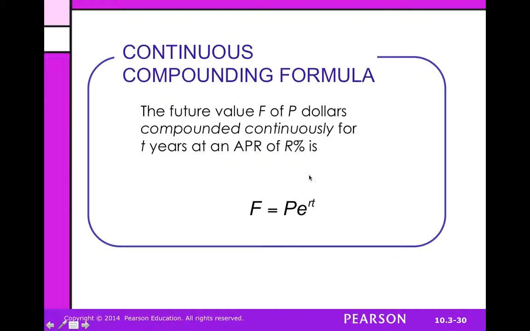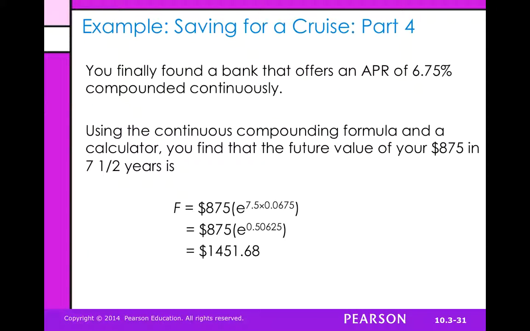And in that case, if you compound continuously, the future value is given by this formula. P times the number E. So if you don't know what this number is, you can just think of it as basically 2.718. So that's approximately what it is. And you take that number E and raise it to R times T. So that's the best you can do. Compounding continuously is the best you can hope for, because that means you're compounding every possible time you can compound.